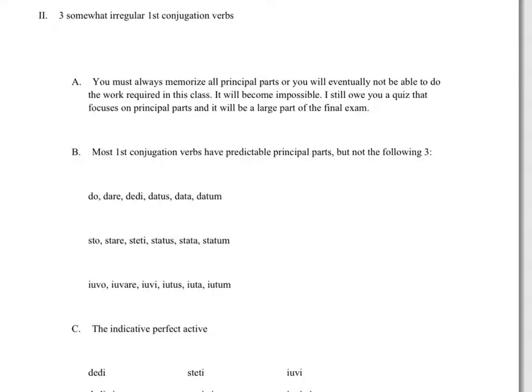This lesson also introduces some somewhat irregular first conjugation verbs. In particular, they are do, sto, and uo. So you must always memorize the principal parts of all the verbs in this book, or you will eventually not be able to do the work required in this class.